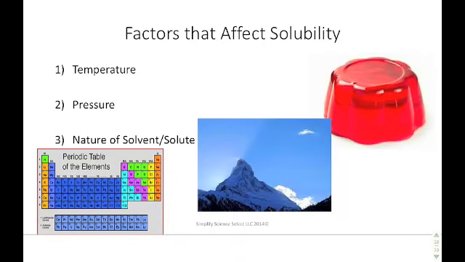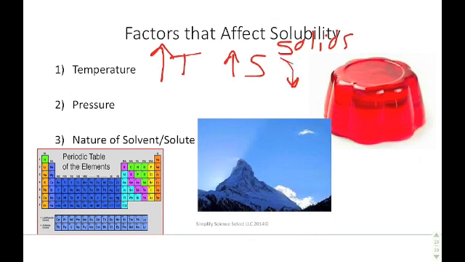So, factors that affect solubility: number one, the temperature. As you increase the temperature, you increase the solubility. Well, that actually is twofold. You increase the solubility of solids, like sugar, salt, those sorts of things. But as you increase the temperature, you actually have the reverse effect on gases. You decrease the amount of gas that can be in solution. That's why Coke or Sprite or something like that that gets hot isn't as good, because it doesn't have as much carbonation in it.